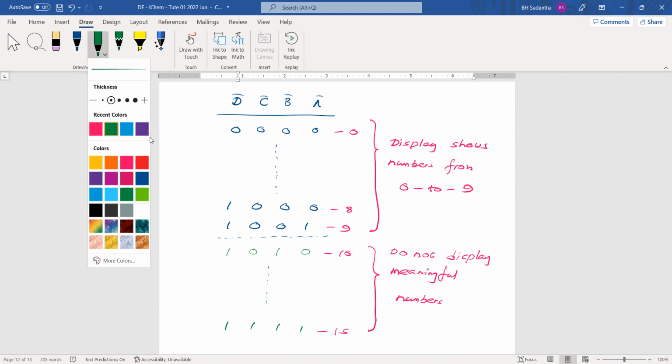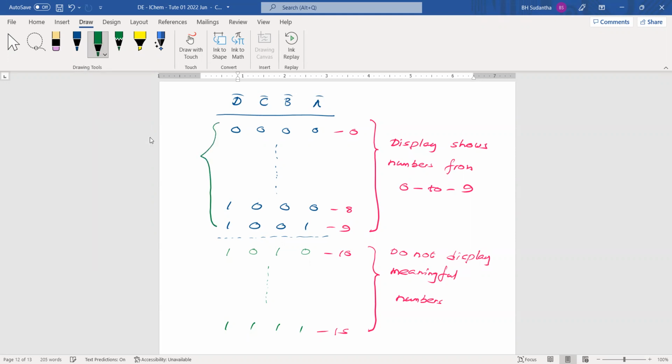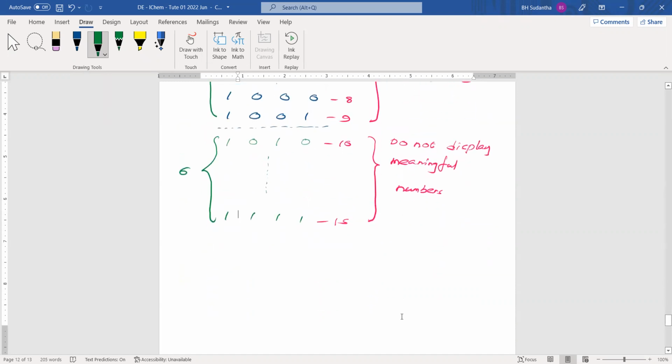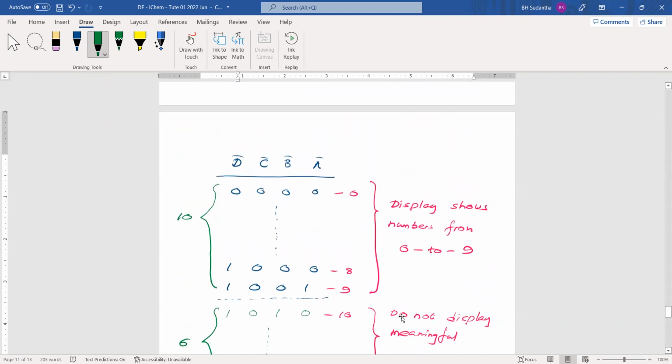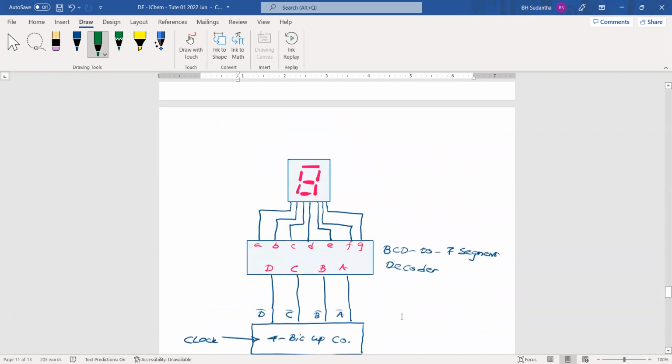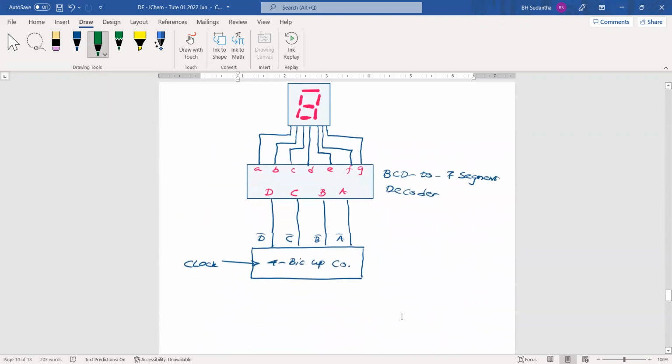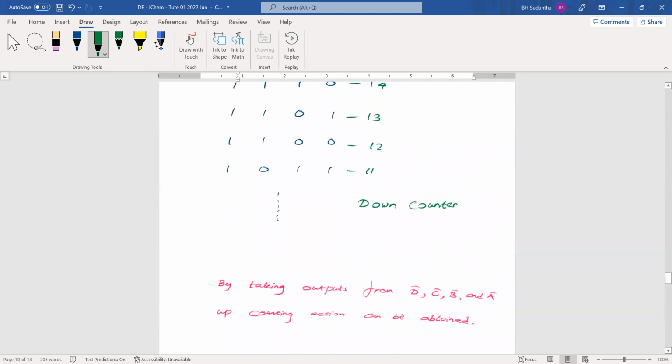Here we have 10 values, 10 combinations, and here we have 6 combinations. Altogether, we have 16 combinations. Is it okay? You understand this one?